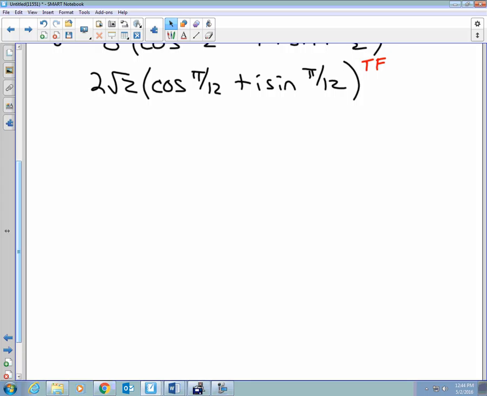is pi over 12 a value that we know on our unit circle? No, it isn't. But using what we know about last unit, could you find pi over 12 by using a half angle formula? Yes, you could. But we will not do that.